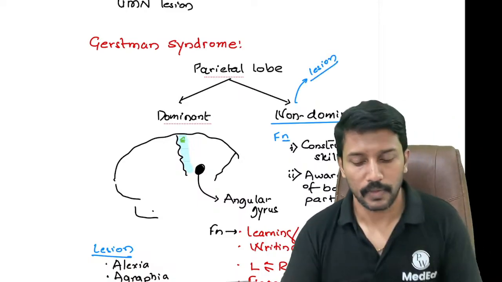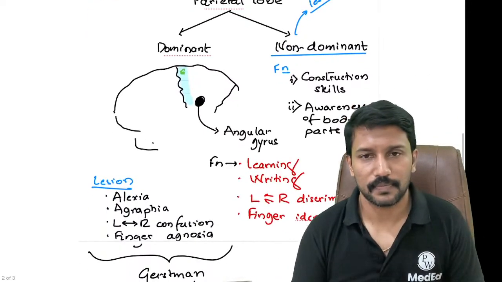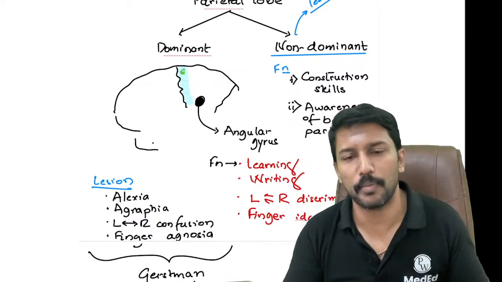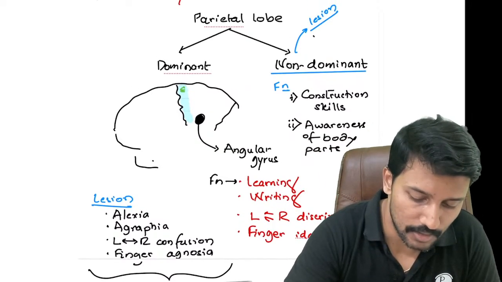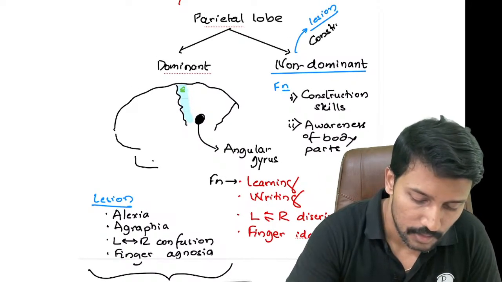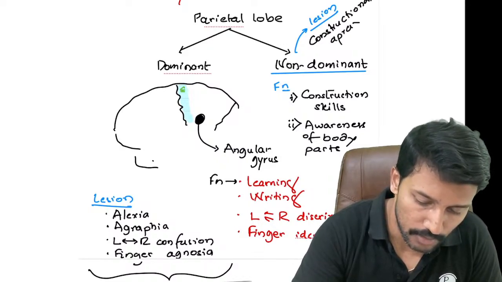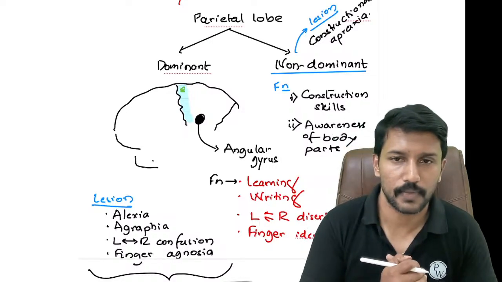what will it lead to? I will lose my construction skills. If you give me just 3 cubes and ask me to arrange them like a tower, I will not be able to do it if there is damage to the non-dominant parietal lobe. So we call that condition constructional apraxia. Those who don't know, let me tell you what apraxia refers to.